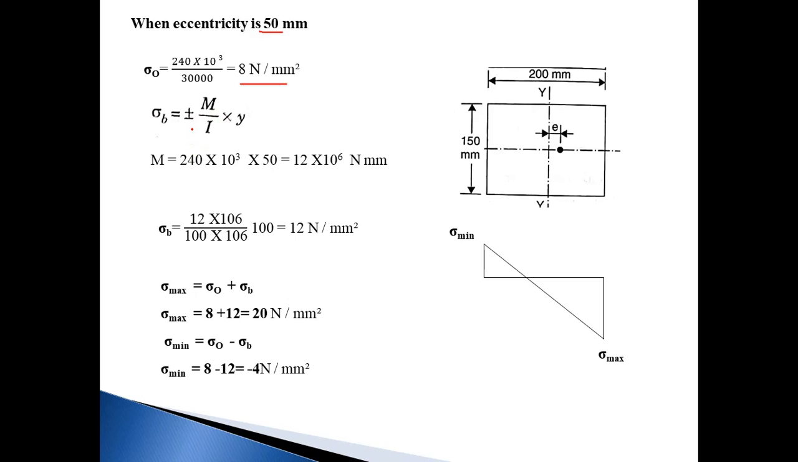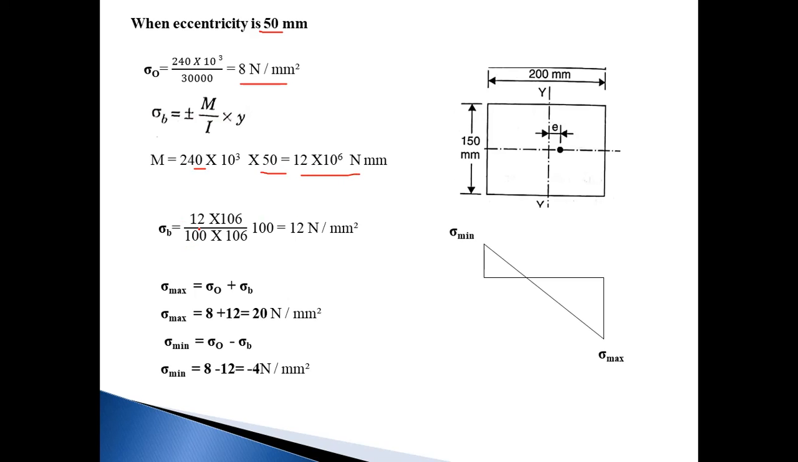And now I want to calculate sigma B. So sigma B becomes M upon I into Y. Now I want to calculate the M value. M will be changed because M depends upon P into e. P is a constant, but the e value has now changed. That is, e has now become 50. So 240 into 10 raised to 3 into 50, that is M is equal to 12 into 10 raised to 6 Newton mm.